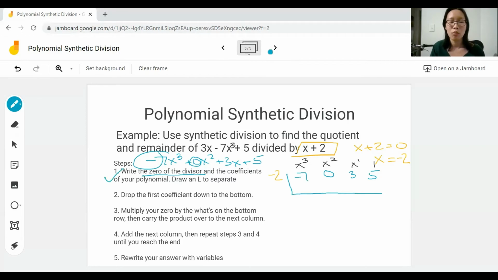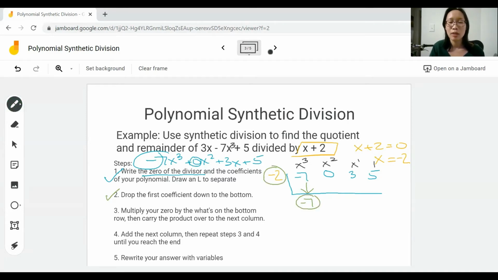So that's step 1. In step 2, you're going to drop the first coefficient straight down to the bottom, below the line. That's easy. And then in step 3, you're going to multiply the 0 of your divisor times whatever's in the bottom row.